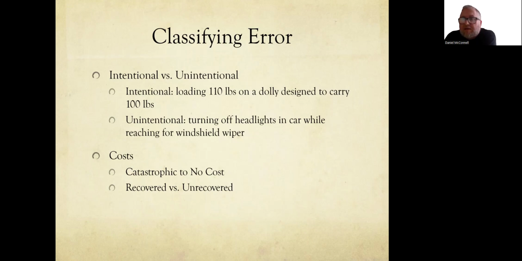What if a person, after having accidentally turned off their headlights, panics, and in their panic they swerve off the road and crash. So in that case, they fail to recover their error. So there may be psychological issues like that that might determine whether an error can be recovered or not. But sometimes errors are unrecoverable for other reasons.